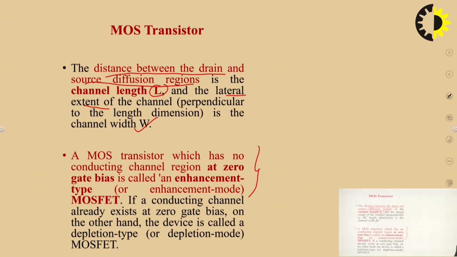Okay. So here we can see a MOS transistor which has no conducting channel region at zero gate bias is called an enhancement type MOSFET. This is the definition for an enhancement type MOSFET: when the gate bias is zero, at that time no channel exists between source and drain regions. That kind of MOSFET is known as enhancement type MOSFET. And vice versa, if when the gate voltage is zero a channel exists, then that type of MOSFET is known as depletion type MOSFET.